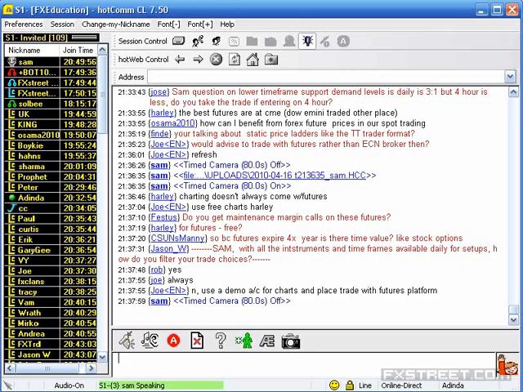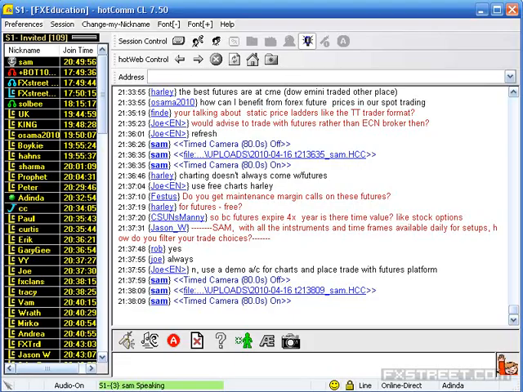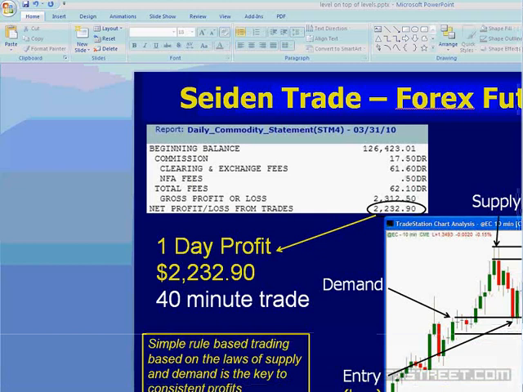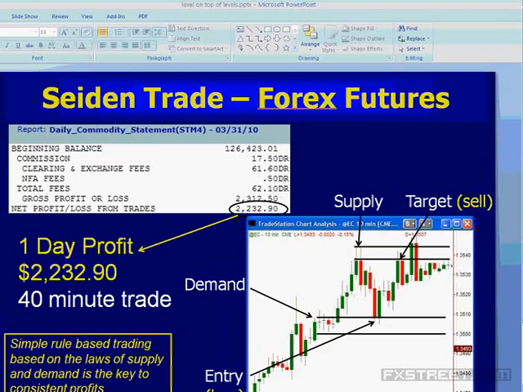Let me share another one with you here. I brought up a chart. This is the euro. Okay? Let me just scroll back.